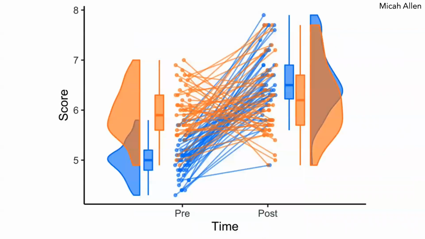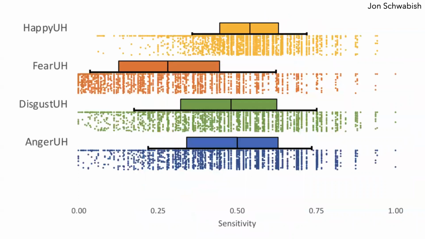You can also augment the rain cloud plot. So here from Micah Allen, they've combined these to show group differences in means. They have this slope plot that connects the elements of the rain cloud together. And you can also mess with the individual components. So here, John Schwabisch was recreating a rain cloud plot in Excel and uses a half split box plot instead of a split violin plot to show the overall shape distribution.